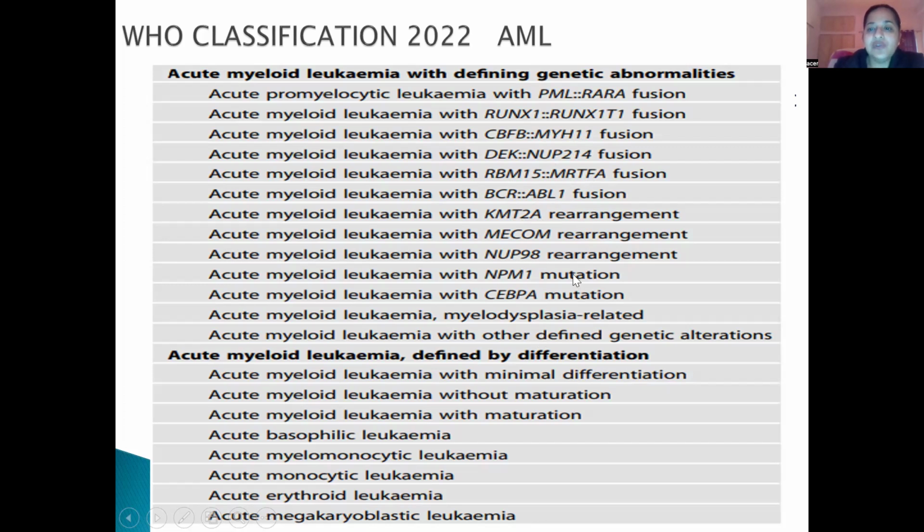Now, I told you earlier that the 20% blast criterion is no longer followed. So again, the question arises: which are the two acute myeloid leukemias with genetic abnormalities for which the 20% blast criterion is still valid? They are the BCR-ABL1 fusion and the CEBPA mutation. So these are the only two. Now we have the classification by differentiation: minimal differentiation, without maturation, with maturation, basophilic, myelomonocytic, monocytic, erythroid, and megakaryoblastic. So in general, AML is divided into two: with defining genetic abnormalities and by differentiation.